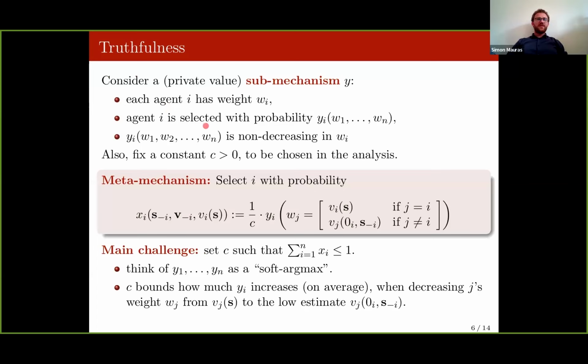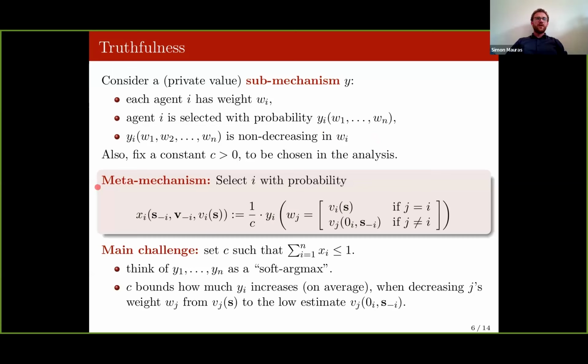So the main idea is to use a sub-mechanism Y. So think of this sub-mechanism as a mechanism to allocate in the private independent value setting. So no signals, just private values. Let's call them weights. So each agent is going to be selected with a probability that depends on their weights. And we want the probabilities to be non-decreasing in their own weight, because that's going to be useful for truthfulness. Also, later we will fix some constant c to be chosen in the analysis. It's not important for now.